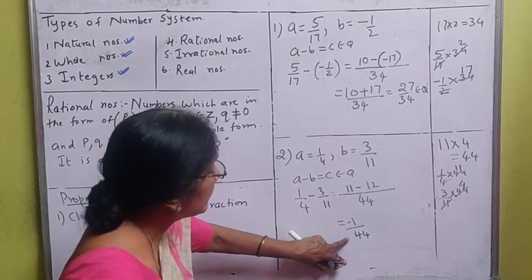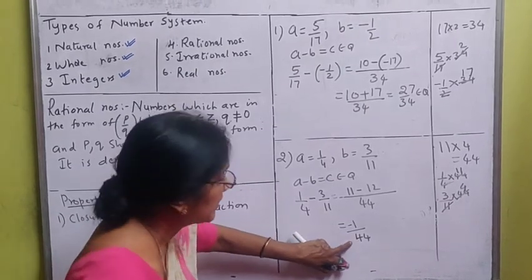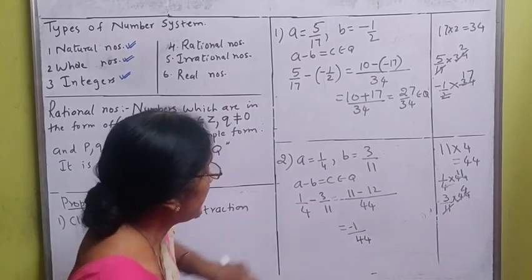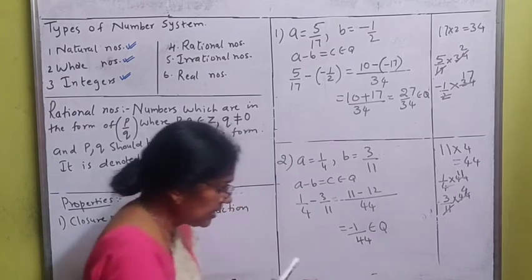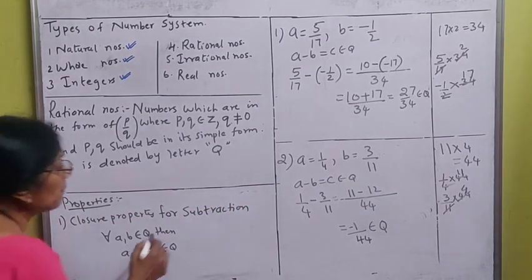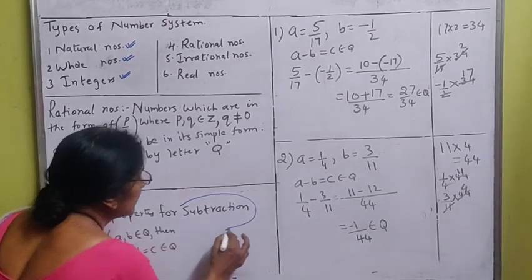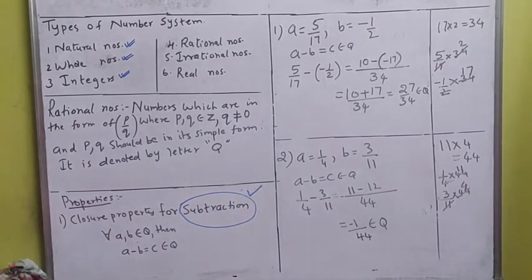P and Q are integers? Yes. Q is not equal to 0? Yes. P and Q are in simple form? Yes. So they belong to Q. So what does this show? This shows that closure property for subtraction for rational numbers is also true. So we saw closure property for addition and closure property for subtraction is true.